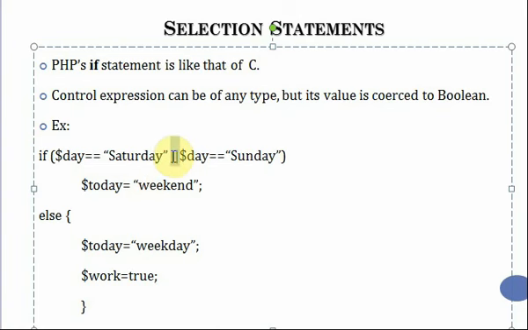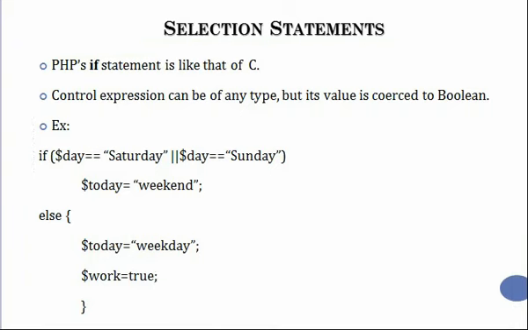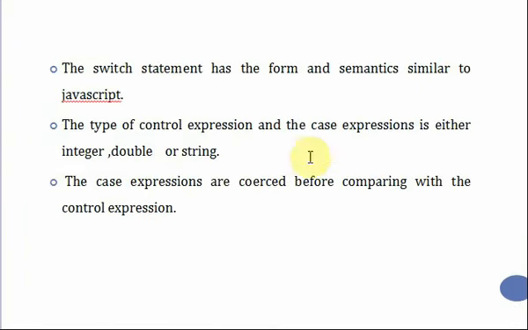But in this case, since we're using logical or, if the day is Saturday or the day is Sunday, then you're assigning today as weekend. Else, if this condition is false, then today is weekday. Then the work variable, you're assigning it to true, that is, you have to work. And the next one is about the switch statement.